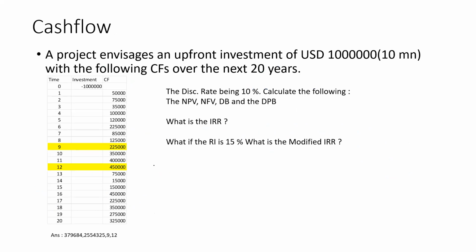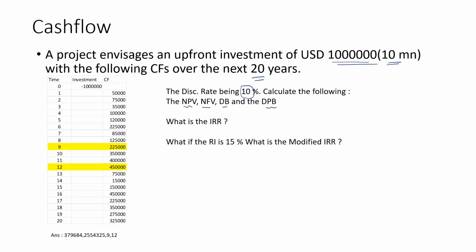All right, so let's immediately dive into a project. A project envisages an upfront investment of USD 10 million, with the following cash flows over the next 20 odd years. Here I have assumed that all the cash flows are positive. It could be negative as well, but it absolutely does not matter. The discount rate of this project is 10%. And with this 10%, we have to find out the NPV, NFV, PB, and DPB.